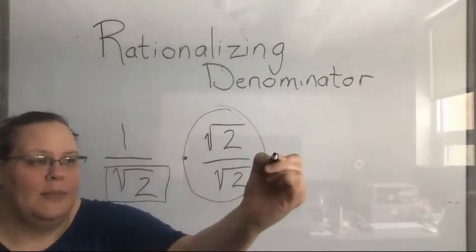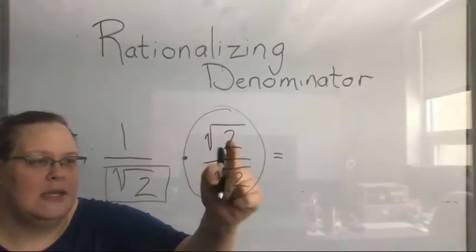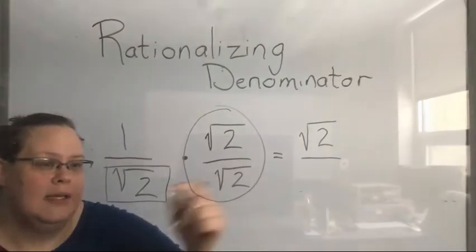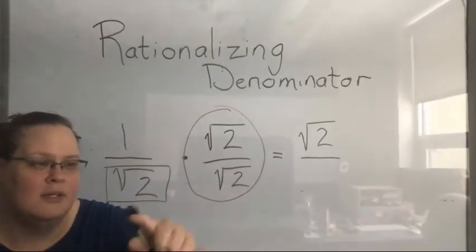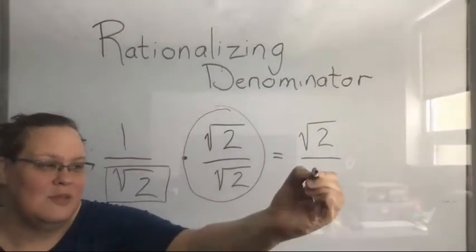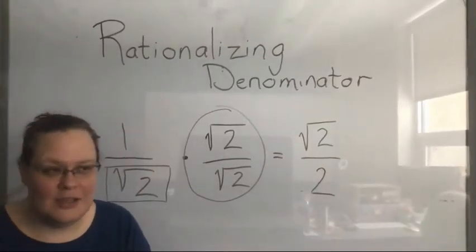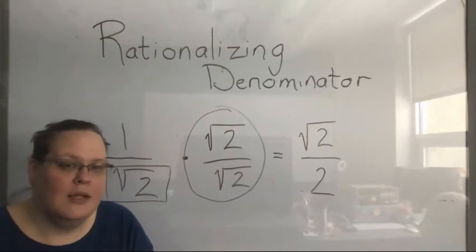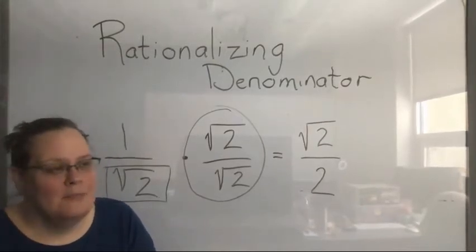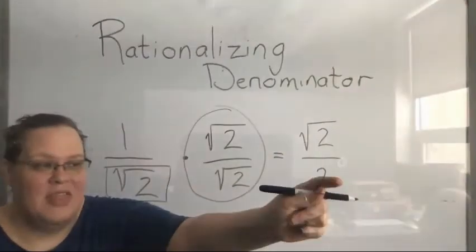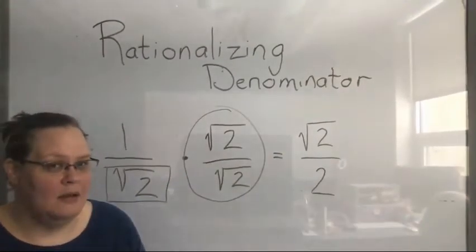And now what happens is 1 times the square root of 2 is the square root of 2. And the square root of 2 times itself gets rid of that radical. And now you'll see our answer still has a denominator, it still has a radical, but that radical is not in the denominator. It cannot have this number to be a radical.